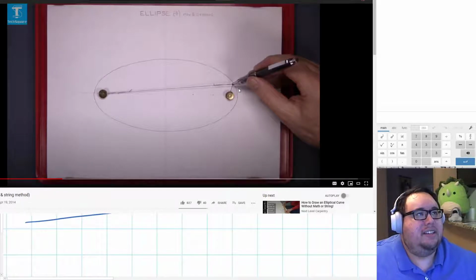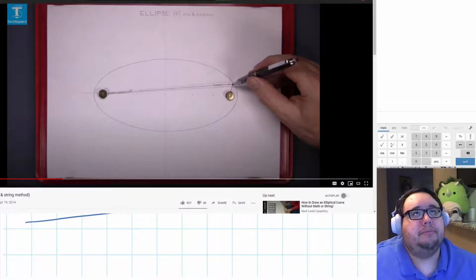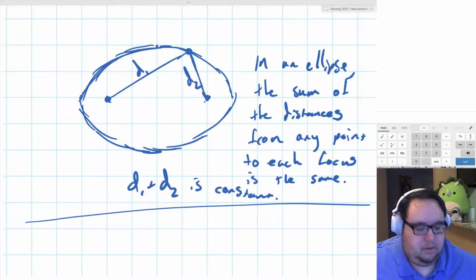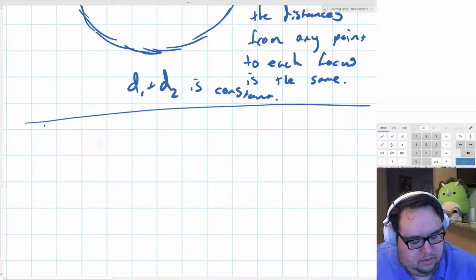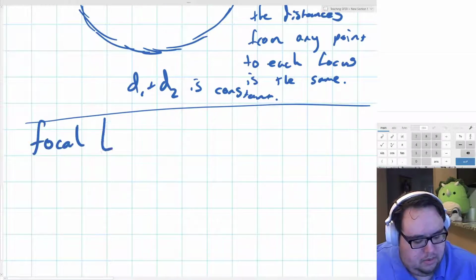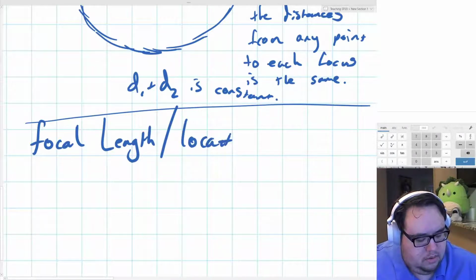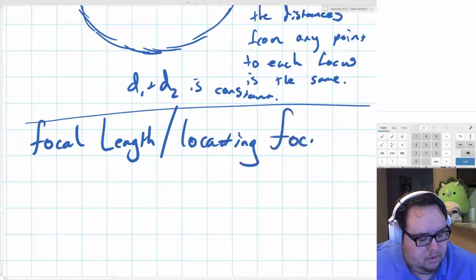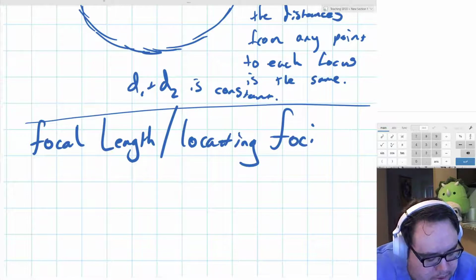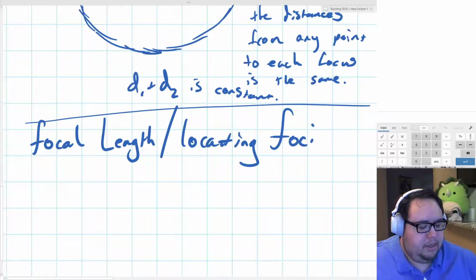What this definition actually allows us to do is find what's called the focal length, and to locate the foci of the ellipse. Let me change my color back to black here.